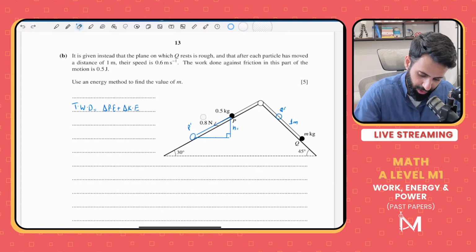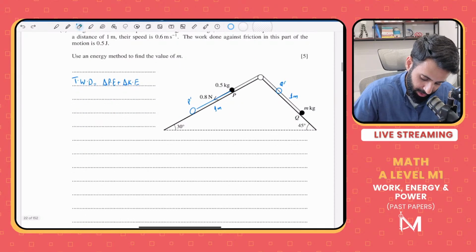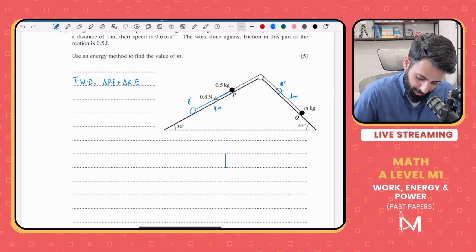This is 1 meter. My advice is always that you draw it separately, and I'm just going against my own advice. So this is what things look like for P. This is 1 meter. This is 30 degrees. So that means height would be equal to 1 sine 30.